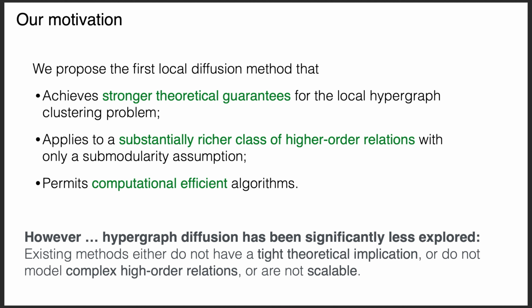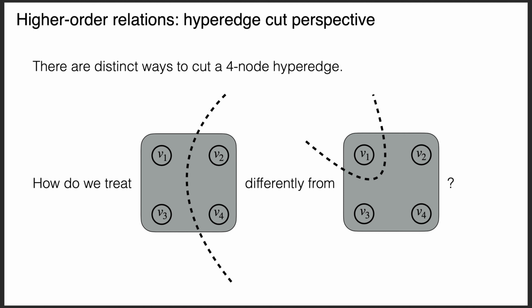So, motivated by the limitations of existing methods for hypergraph diffusion, in this work we proposed the first local diffusion method that achieves stronger theoretical guarantees for the local hypergraph clustering problem. And at the same time, it applies to a substantially richer class of higher order relations with only some modularity assumption. And finally, it permits computationally efficient algorithms.